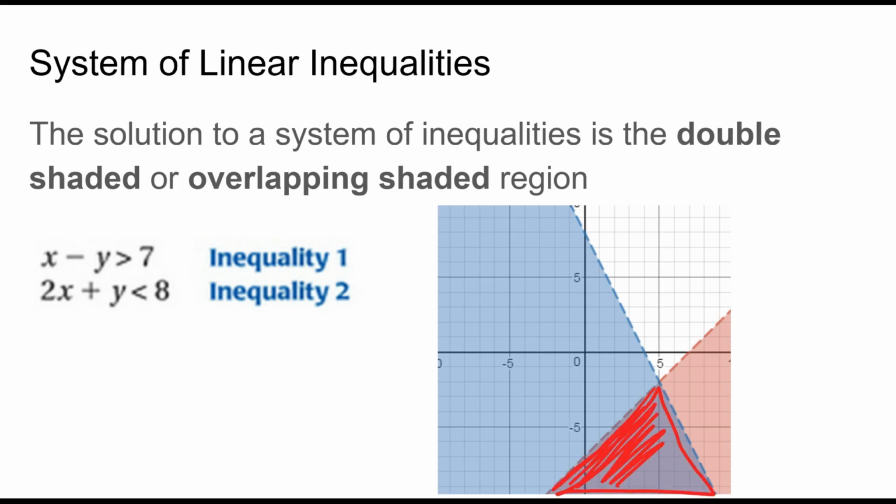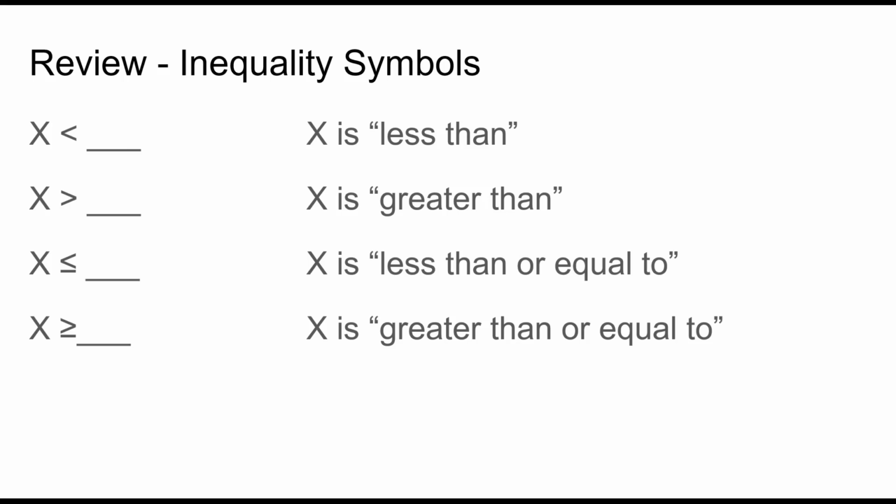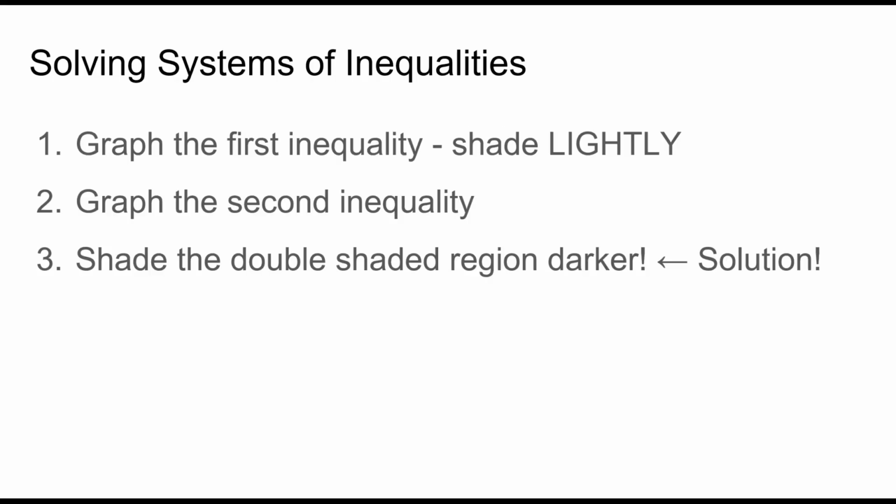So one way to think about these is to imagine that you have four parts, 1, 2, 3, 4, and that you're looking for the region that has both colors or both shading in it. So just a quick recap, pause if you need to remind yourselves of these inequality symbols. And we'll move on. So how to solve systems of inequalities.